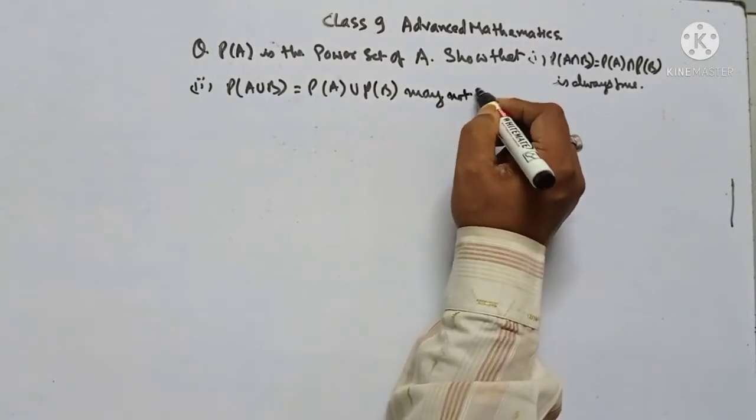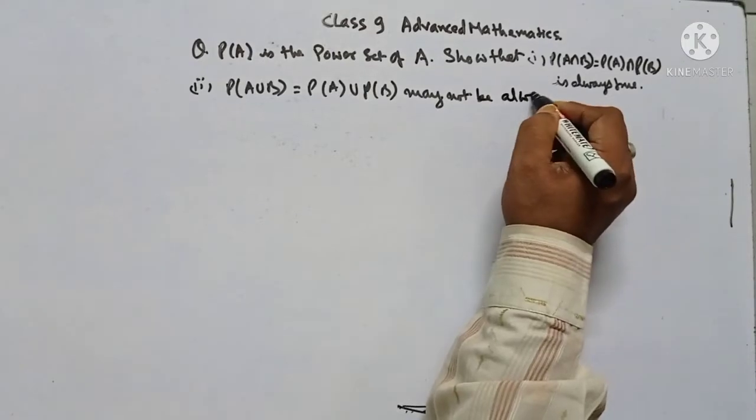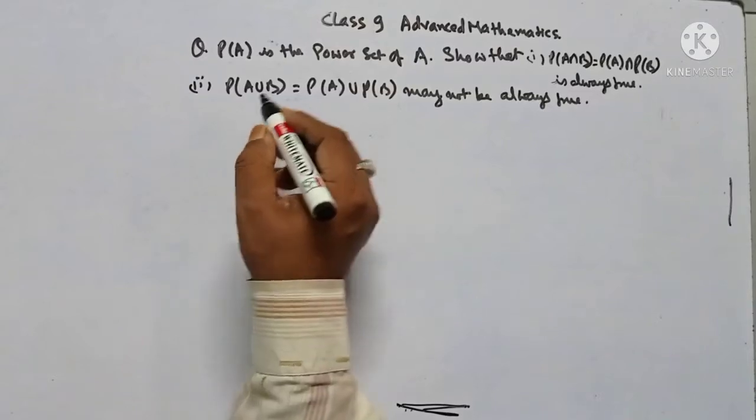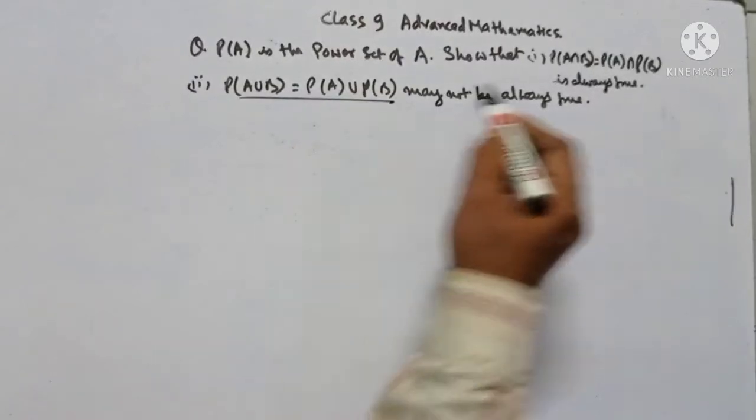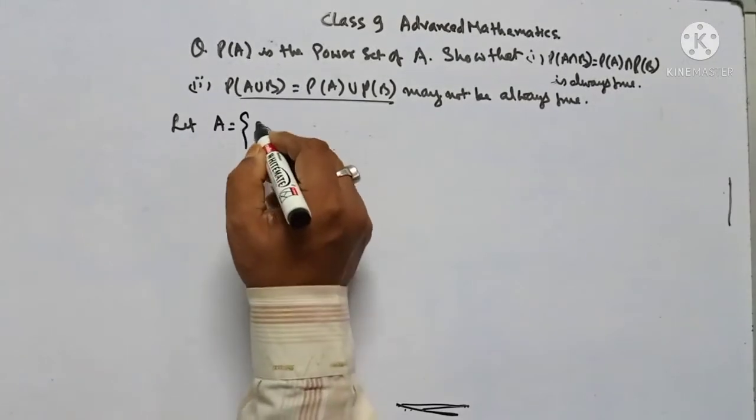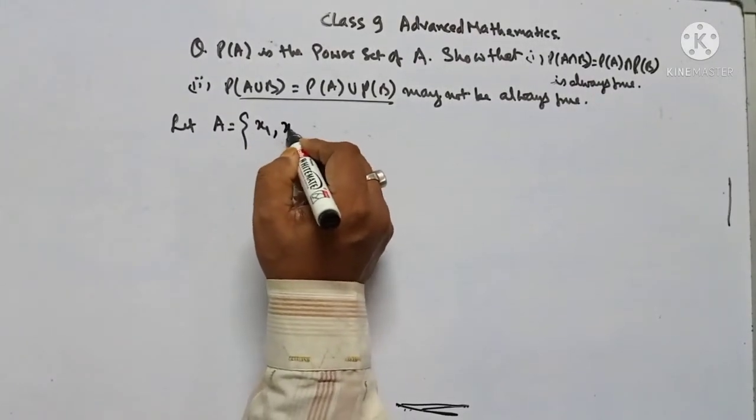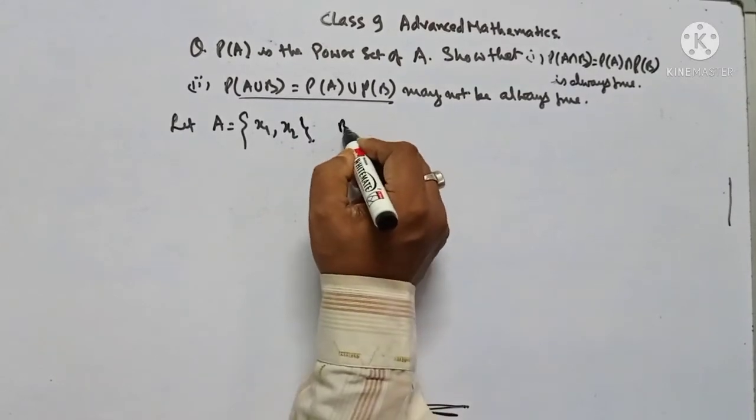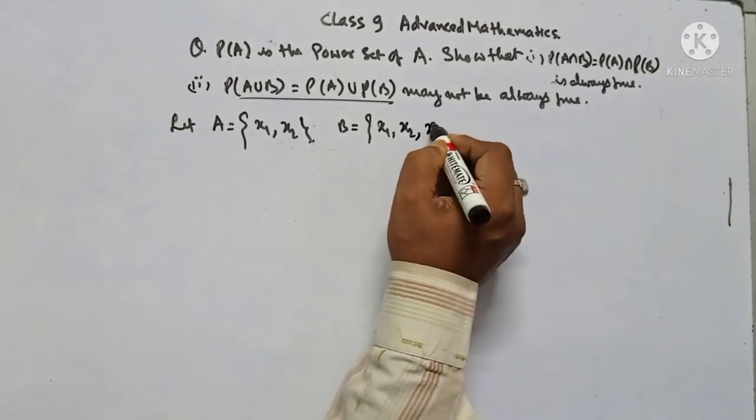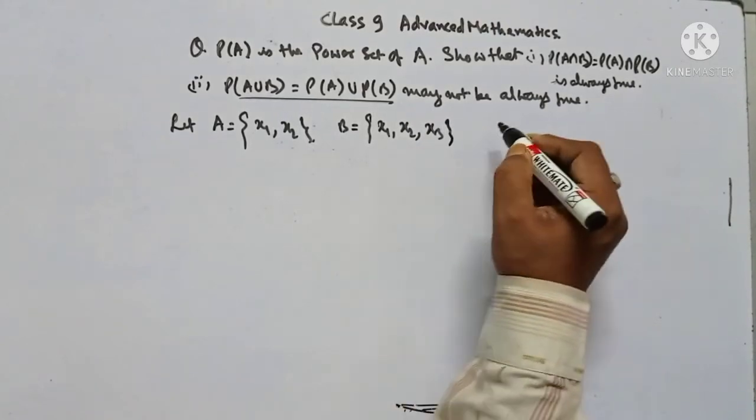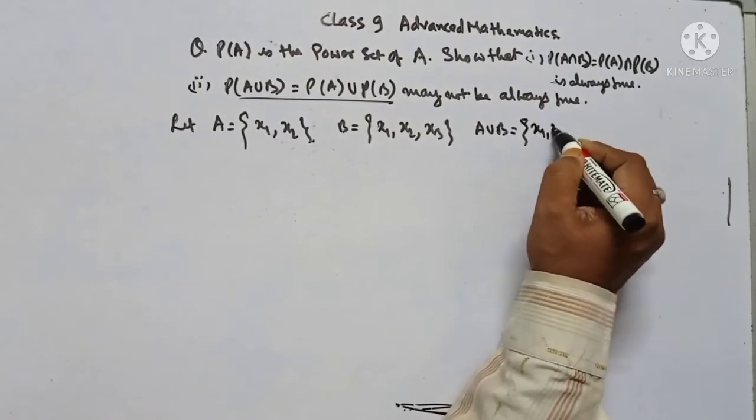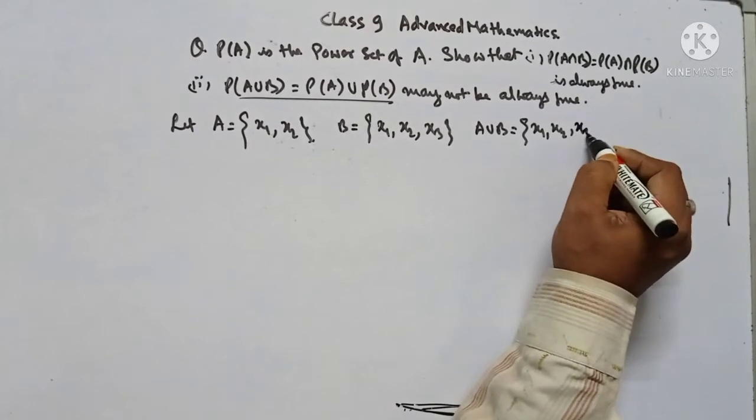not be always true. So first of all, let me do this proof first of all. After that I will do that proof. Let set A belong to {x1, x2} and your set B belong to {x1, x2, x3}. Now here your A ∪ B will be {x1, x2, x3}.